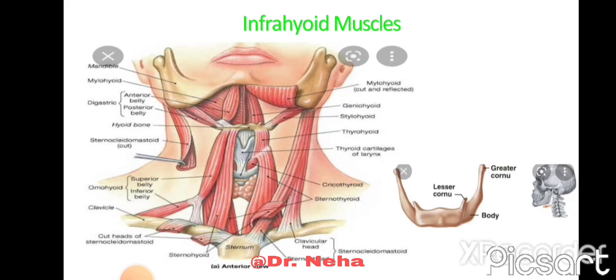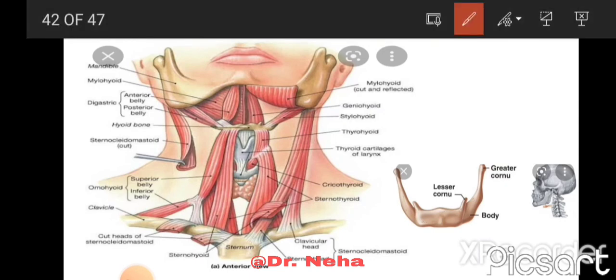These are the infrahyoid muscles. This is your sternohyoid. This sternohyoid takes origin from the posterior surface of the manubrium sterni and is inserted on the lower border of the body of the hyoid bone. In the diagram we can see the body of the hyoid bone. Next muscle is your sternothyroid. This is the sternothyroid. It arises from the posterior surface of the manubrium sterni and is inserted on the oblique line of the thyroid cartilage. This is the thyroid cartilage.